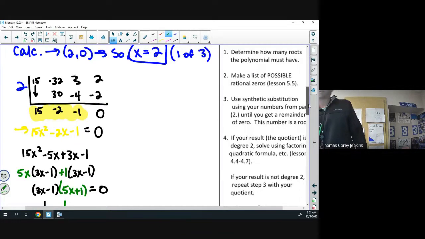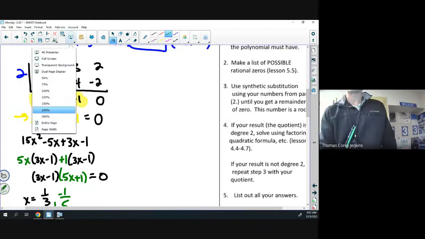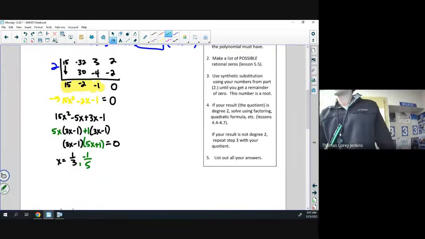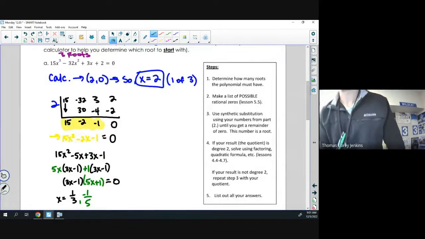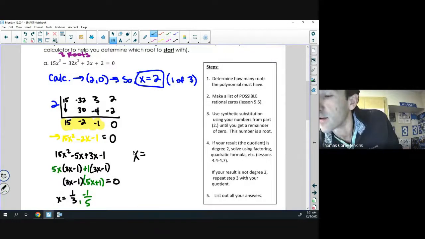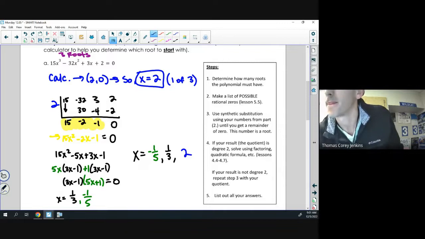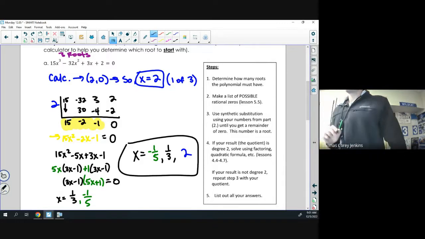So just to summarize there, we have three solutions. One of them was super easy to find from our graphing calculator. The other two, we had to do a little bit more investigation. So just to recap, we have three solutions, one at negative 1/5, one at 1/3, and one at positive 2. All right. So any questions?